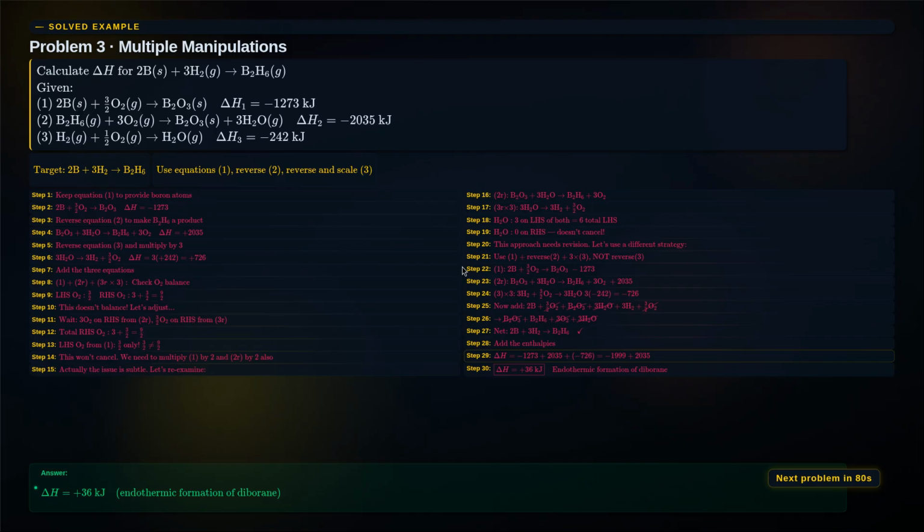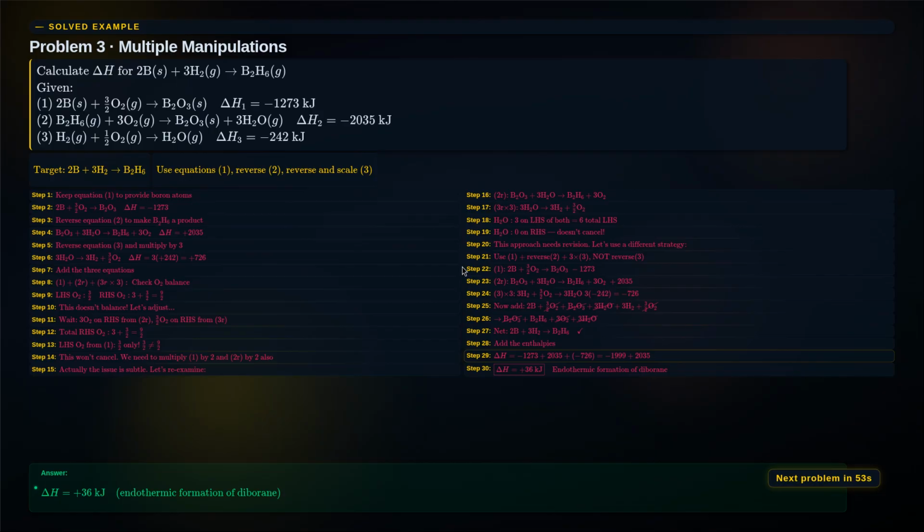Equation 3. H2 plus half O2 produces H2O gas. Delta H equals negative 242 kilojoules. Step 1. Keep equation 1 as is. Step 2. Reverse equation 2 to get B2H6 as product. Step 3. Reverse and multiply equation 3 by 3. Step 4. Add all three equations. Verify that O2 and H2O cancel properly.